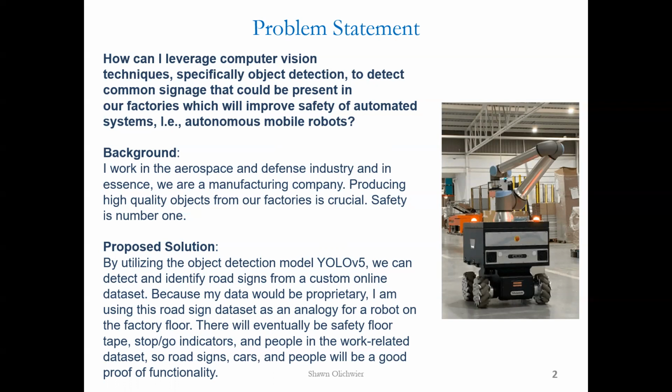So the proposed solution that I'm throwing out is utilizing the object detection model YOLO V5, right? State-of-the-art object detection, we can detect and identify road signs from a custom online data set. And I'm using road signs because the data within my factory would be either proprietary through my company or potentially classified. So I'm using this driving data set, detecting road signs, to be an analog for a robot looking for signs throughout our factory.